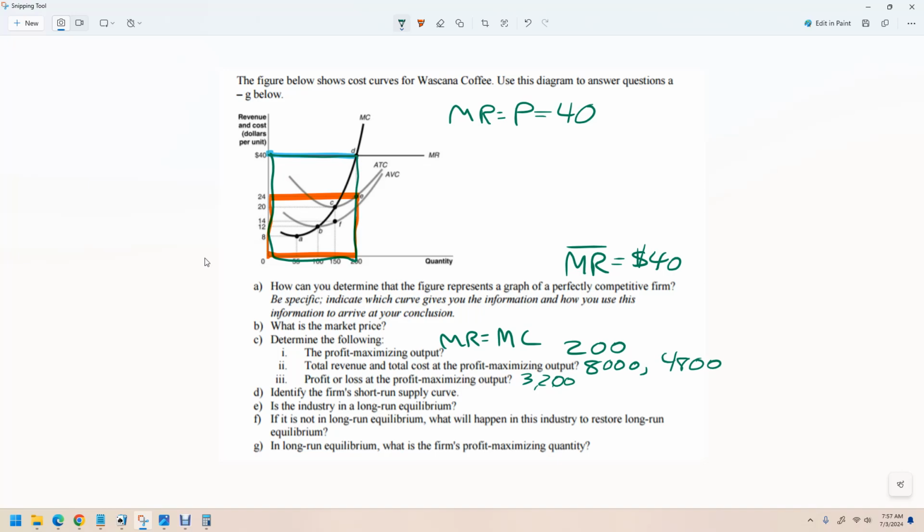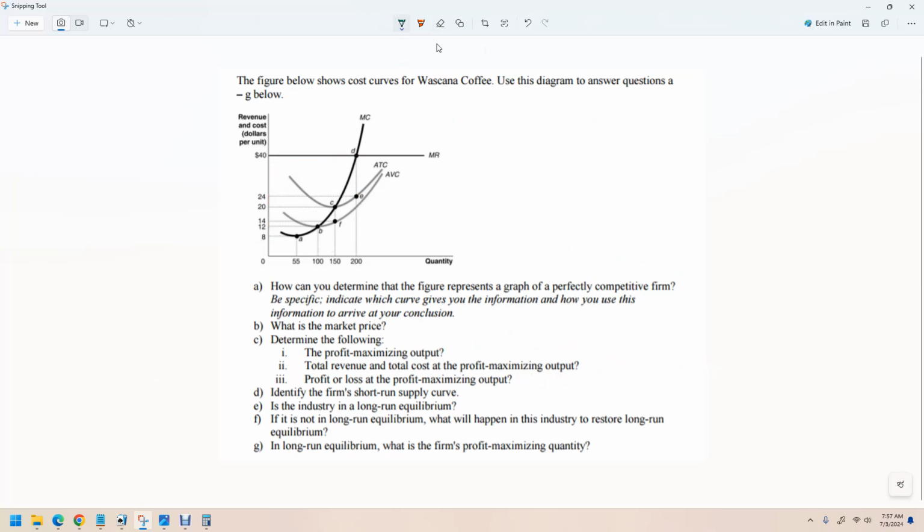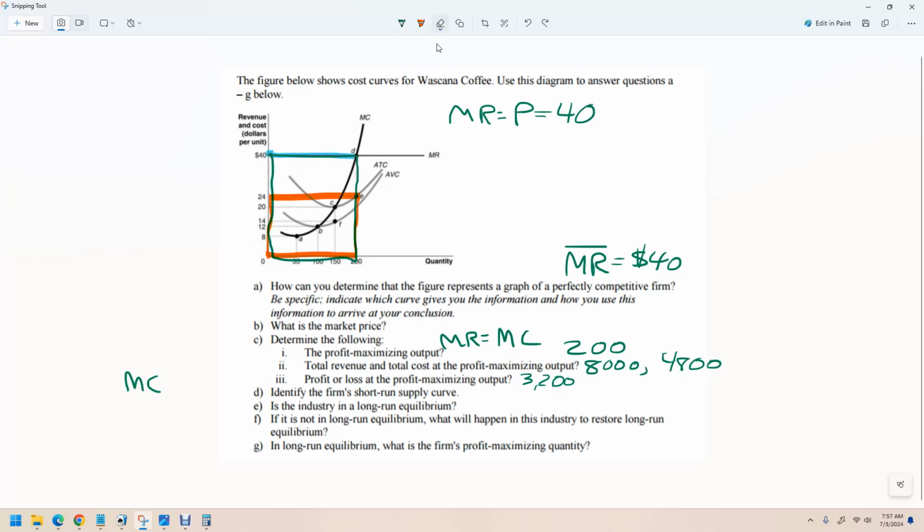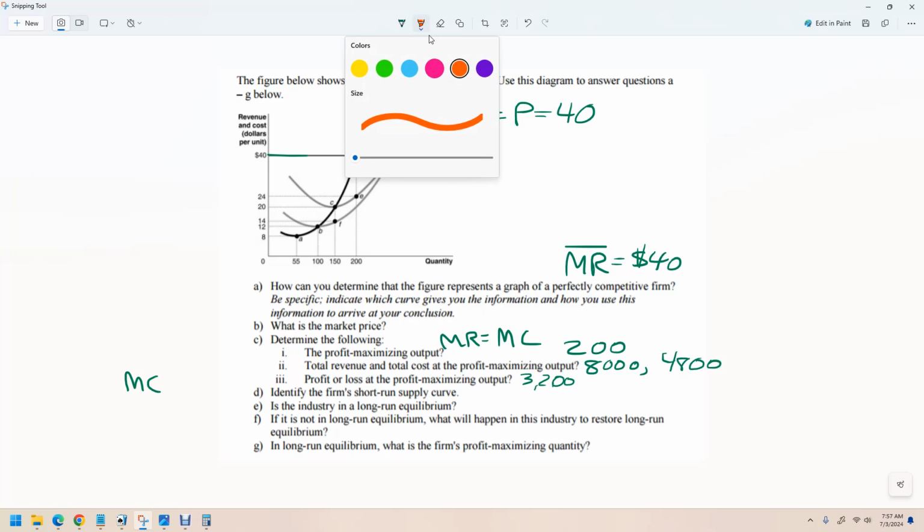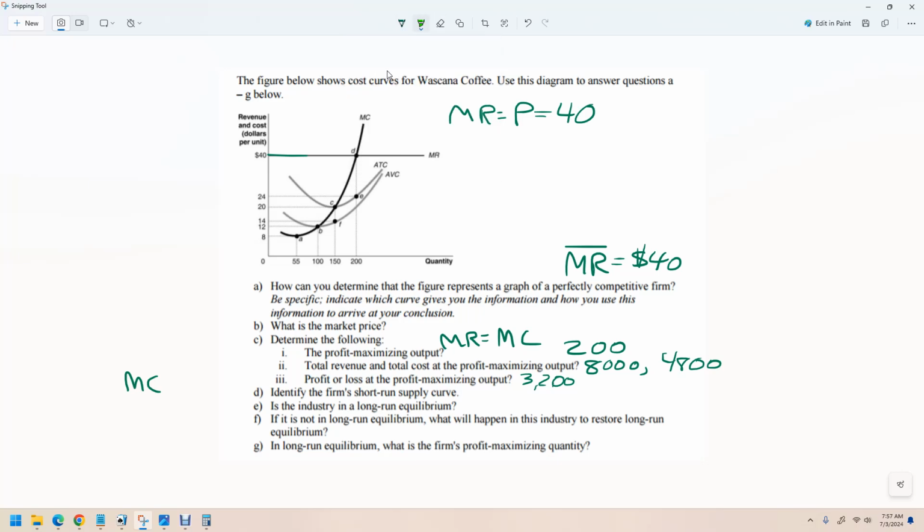The short run supply curve is what we're really looking for: the marginal cost curve above the shutdown price. The shutdown price is the minimum of average variable cost. I can draw that one in green here. Just look for the minimum of average variable cost right here. So $12, and then it just follows marginal cost up. You could just say it's from point B up to point D and beyond. You could say that graphically.